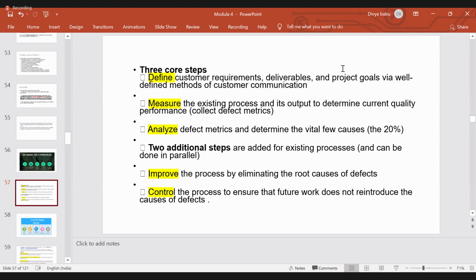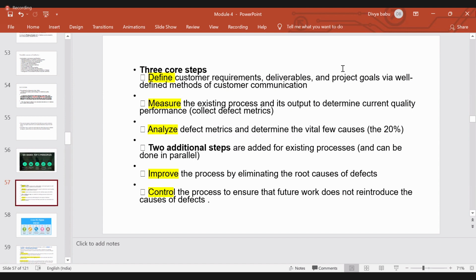The next is you need to analyze. Suppose you find any defects, you have to analyze defect metrics and determine the causes. That is the third point. Then there are two more additional steps, that is improve and control. Improve the process by eliminating the root cause, and control the process to ensure future work doesn't introduce the causes of defects. So these are the 5 points you need to remember.